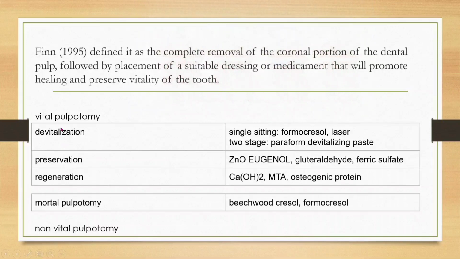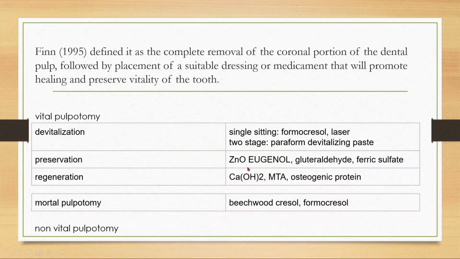Okay, so we have basically two types of pulpotomy: vital and non-vital. In vital, we have devitalization type, preservation type, regeneration type, and mortal pulpotomy. In devitalization, we can have a single sitting and two stage. Single sitting, we can use formocresol or laser. Two stage, we can use paraformaldehyde devitalizing paste. Preservation, zinc oxide eugenol, it has got preservative properties for preserving the biological tissues, so that property will be used for preserving the structures.